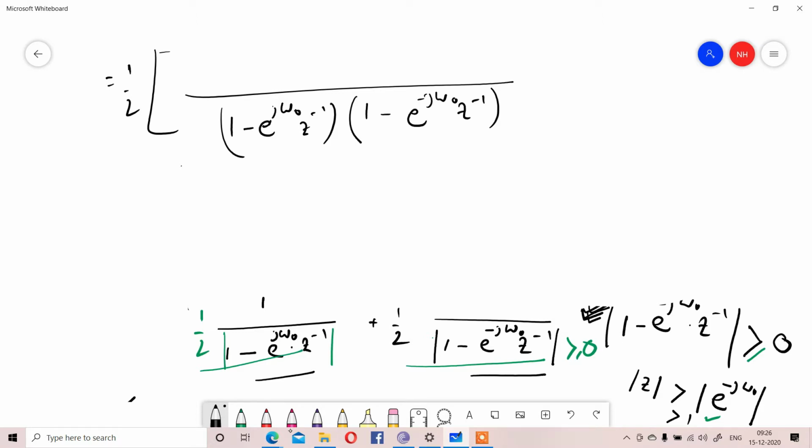So in the upper side it will be 1 minus e to the power minus jω₀ z inverse, and plus 1 minus e to the power jω₀ z inverse.